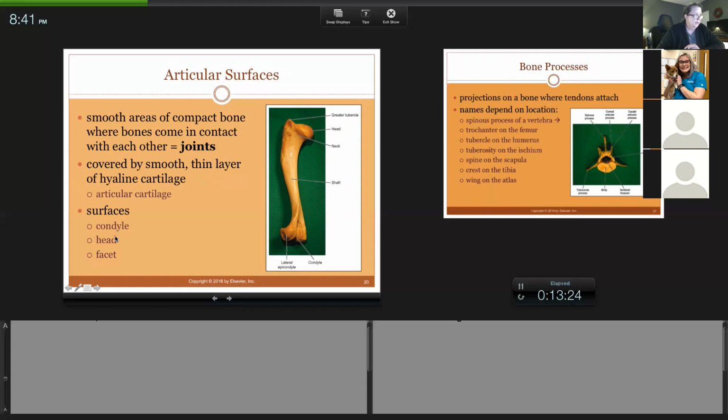Anytime you hear condyle, head, facet, those, now facets are, when we talk about the vertebrae hooked together, they're kind of like hooks, but that's where the vertebrae move. It's not a ball and socket. It's like a hook, for lack of a better word.